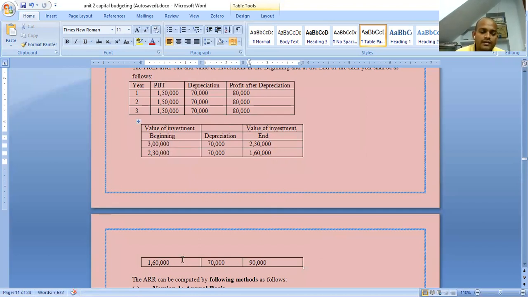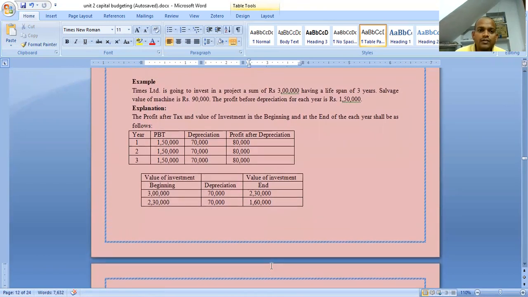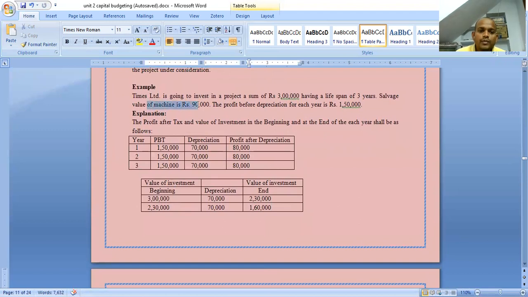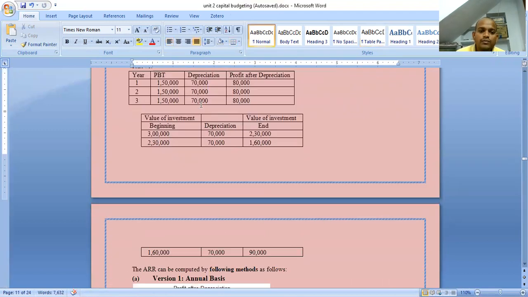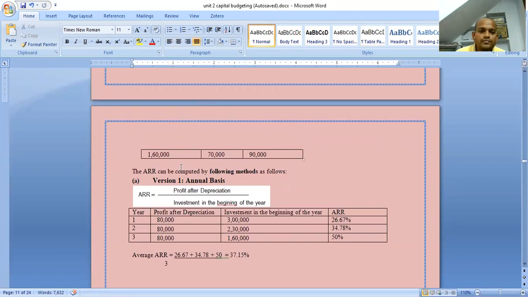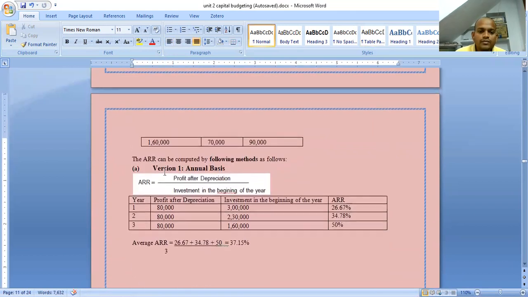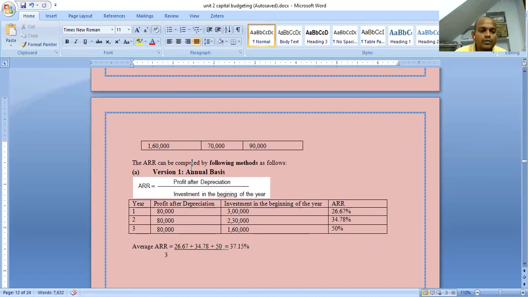And in the third year we have to deduct the 70,000 again. So at the end of the project the value of asset is 90,000. So value of machine, salvage value 90,000. So accounting rate of return can be computed by the following methods as follows.